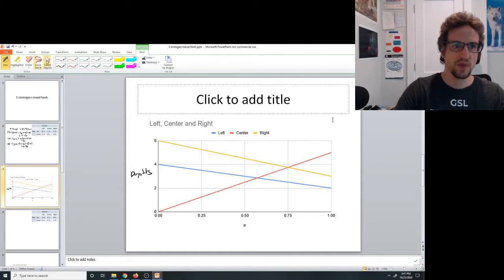So looking at this, I want you to think about the best response. If P is being played 0.25, in other words, if row is playing up 25% of the time, what should column do? They should play right. Right is the best response right there. At 50%, right is still the best response. At 1, center's the best response. You know what's never the best response? Left. Left is never the best response for column, whatever row is doing. That means column will never play left. That's it being dominated, right?